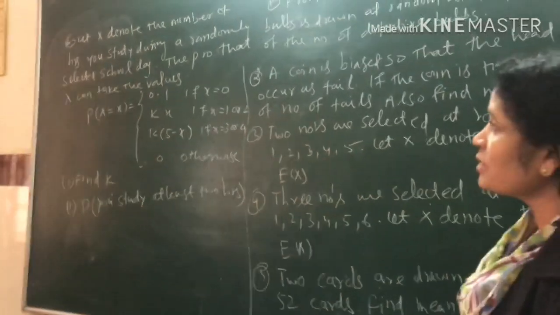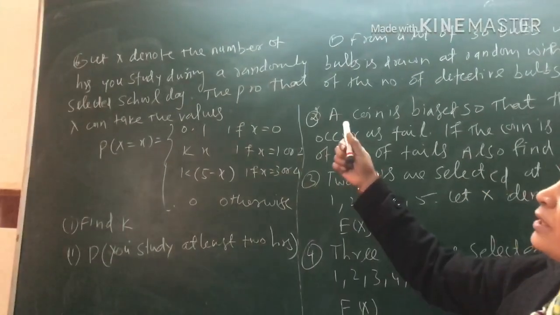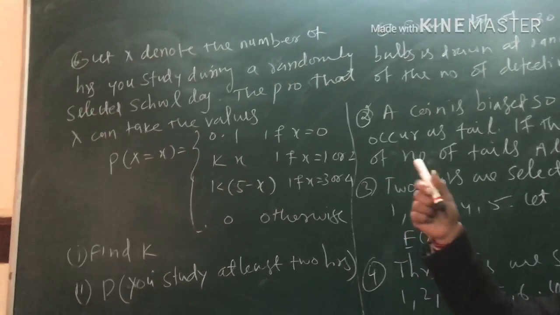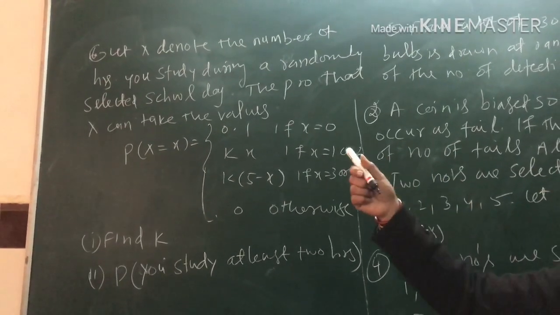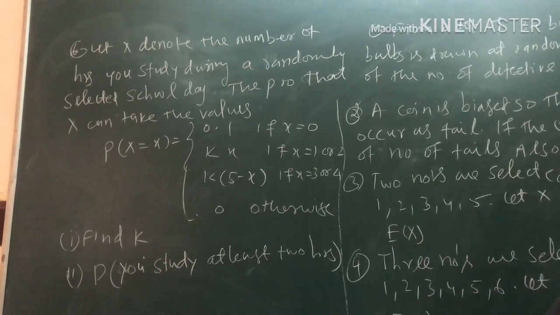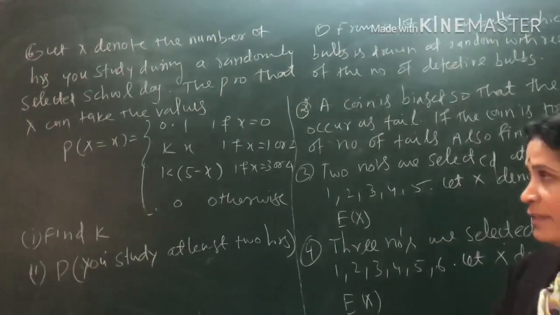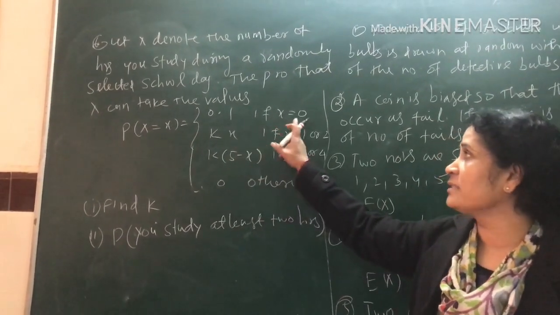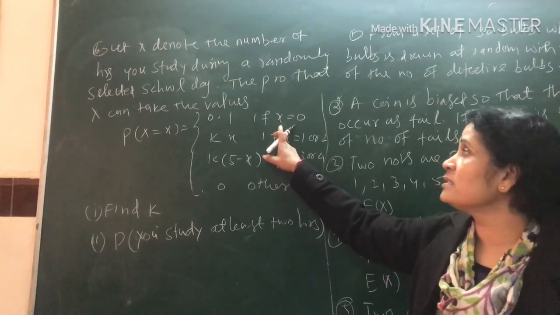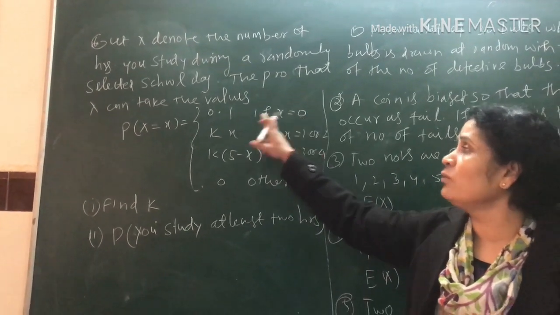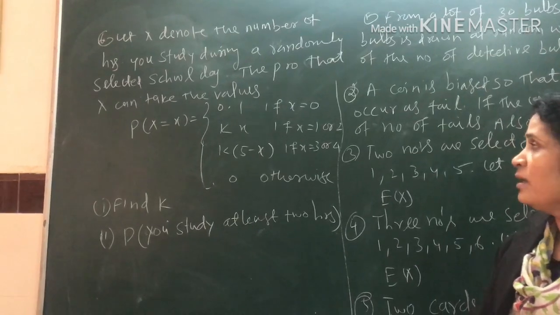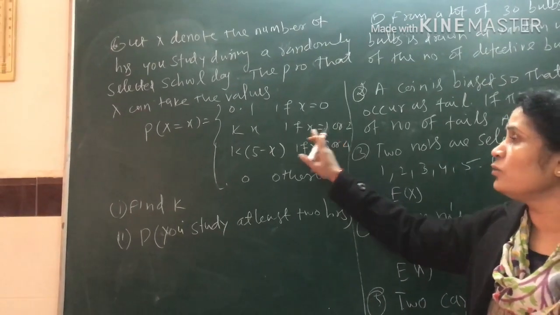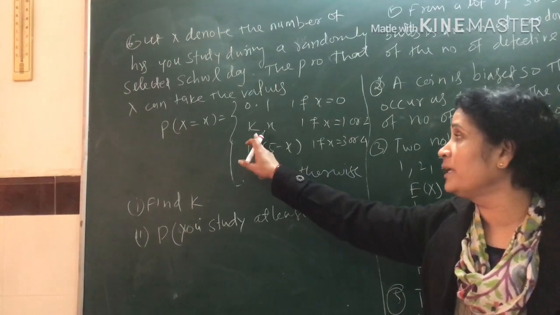Now let me take one more question, a different question I am taking here. Now see, this question is saying, let x denote the number of hours you study during a randomly selected school day. Clear? For school days, how many hours you are studying, they have given here. The probability distribution they have given. When x is equal to 0, that means this is the random variable. When x is equal to 0, the probability is 0.01. And when x is equal to 1 or 2, the probability is kx.